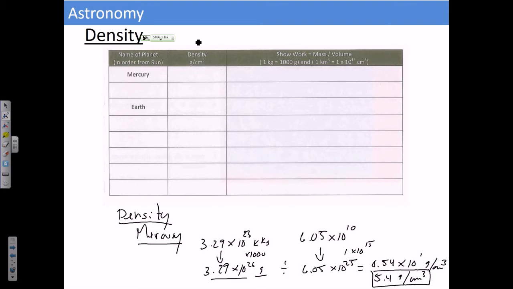So up here, when you show your work, it's going to be 3.29 times 10 to the 26 grams divided by 6.05 times 10 to the 25th centimeters cubed, okay, is equal to 0.54 times 10 to the 1 grams per cubic centimeter, and I simplified that down here to 5.4. Okay, so 5.4 is where you want to end up. We're going to make a chart using that.